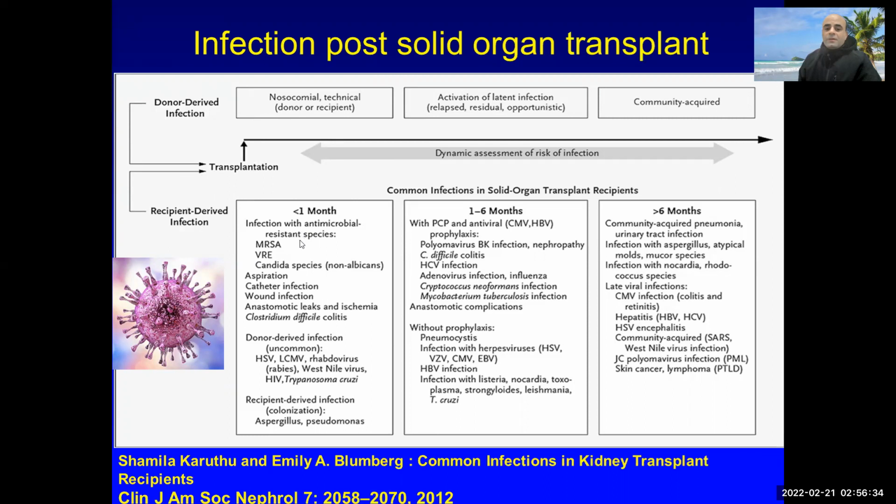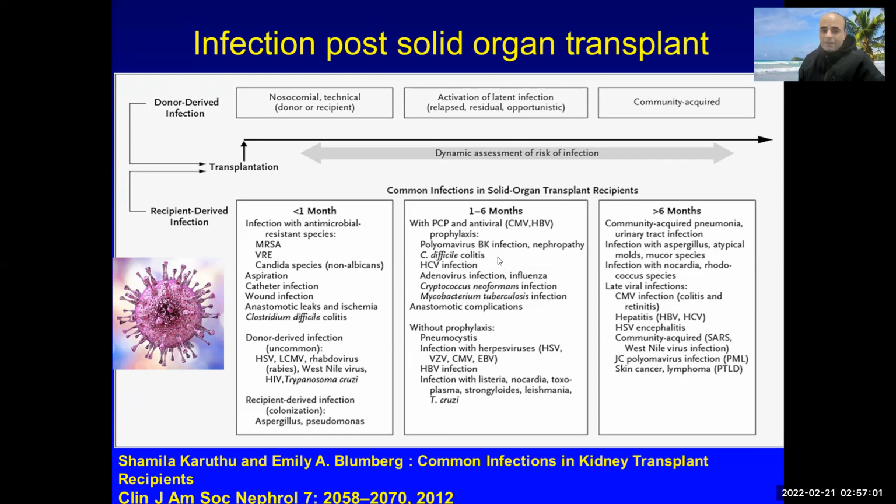Within the first months, as we discussed before, infections with antimicrobial-resistant species such as MRSA, VRE, and Candida species can occur. In the first months post-transplant, aspiration, urinary catheter infection, wound infection, anastomosis leak, and Clostridium difficile can all be suspected. After that comes the period from 4 to 6 months.